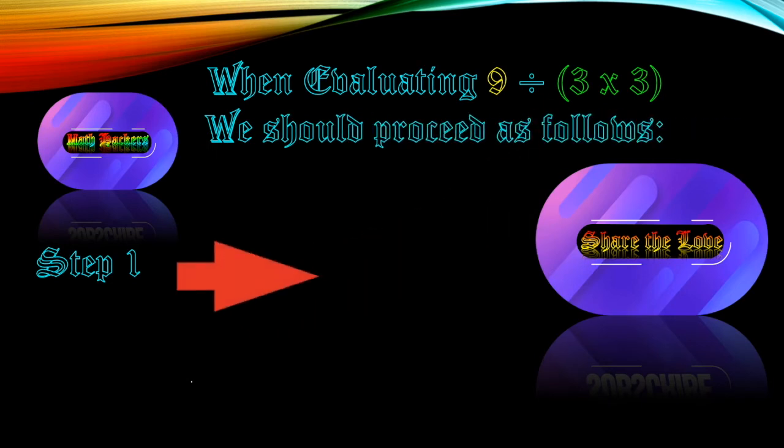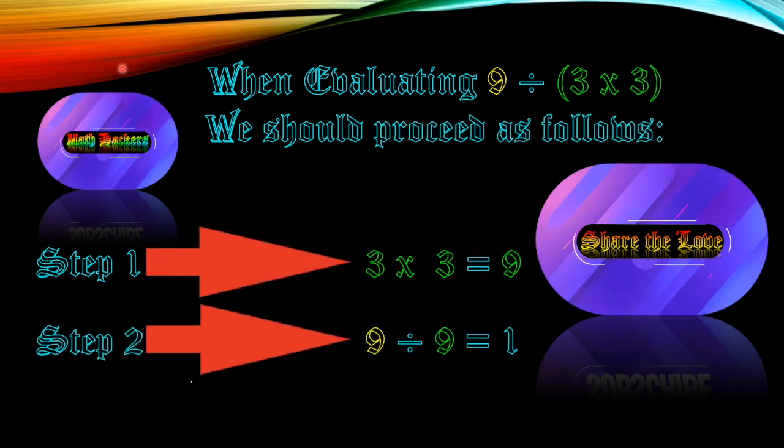When evaluating 9 divided by 3 times 3, we should proceed as follows. Step 1. Brackets first priority. 3 times 3 is 9. Followed by step 2, which is applying the final touches and tying up the loose ends. Since we know this is 9 from step 1, all we've got to do is tie up the loose ends, which is 9 divided by 9, which gives us the final result of 1.